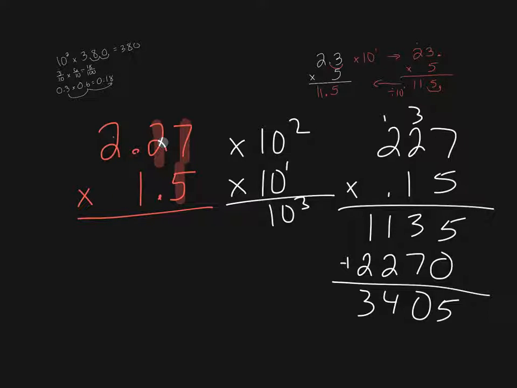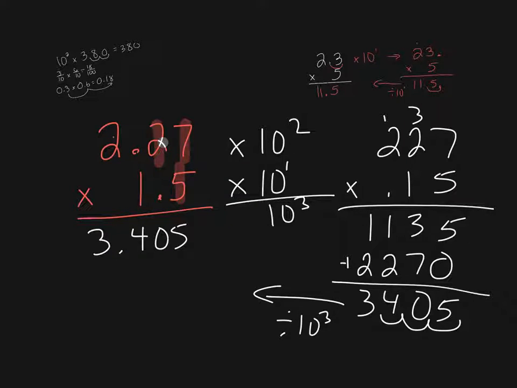I have 3,405. But now, because I used this power of 10 that I multiplied by, when I move it back, I'm going to divide by 10 to the third. So it's going to move back those 3 spots, and we end up with an answer of 3.405, or 3 and 405 thousandths. And even if we look at using estimation to see if our answer is reasonable, 2 times 1 would be 2, so 3 would be a pretty reasonable answer in this case.